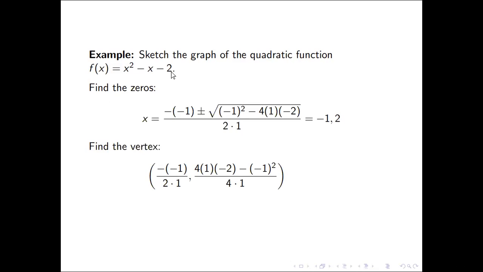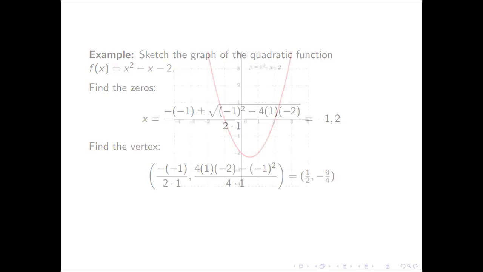So plugging into the vertex formula, negative b over 2a. And then same thing, 4ac minus b squared over 4a. Then you have the coordinates. Just simplify using your calculator. So you'll have the vertex at 1/2, negative 9 over 4.